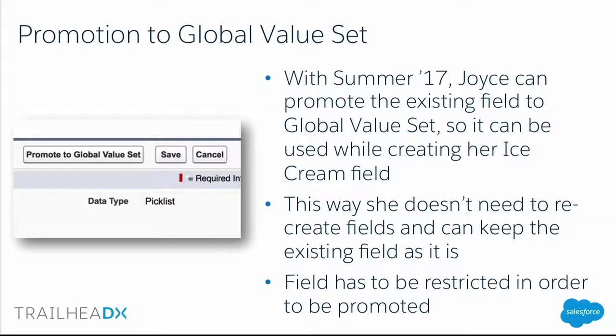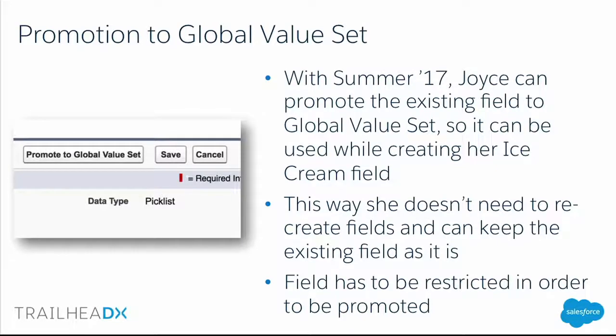So this feature is available with Summer 17. It should be in your production, in your sandboxes, in your dev environment, so feel free to go and play around with that. The only limitation is that the field has to be restricted. And it means that you cannot have more than 1,000 active and inactive values in your pick list. And honestly, if you have more than 1,000 values in your dropdown, I think something is wrong.